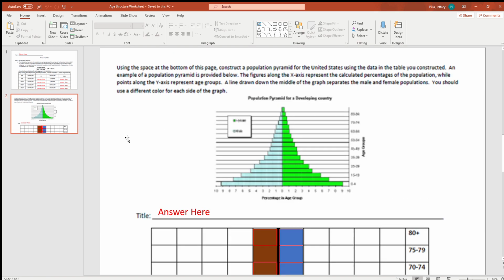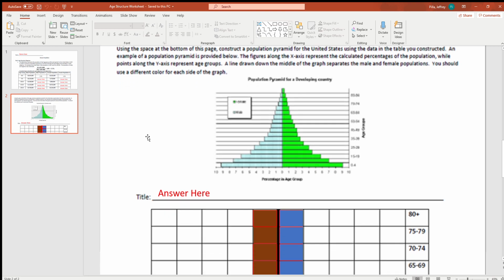Alright? And let's read the instructions on the second page. It says, using the space at the bottom of this page, construct a population pyramid for the United States using the data in the table you constructed. An example of a population pyramid is provided below. The figures along the x-axis represent the calculated percentages of the population, while points along the y-axis represent age groups. A line drawn down the middle of the graph separates the male and female populations. You should use a different color for each side of the graph.